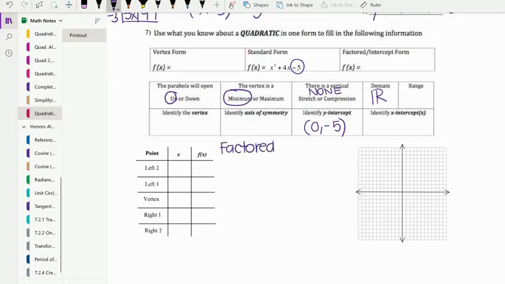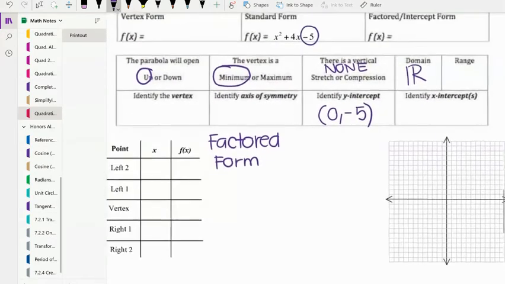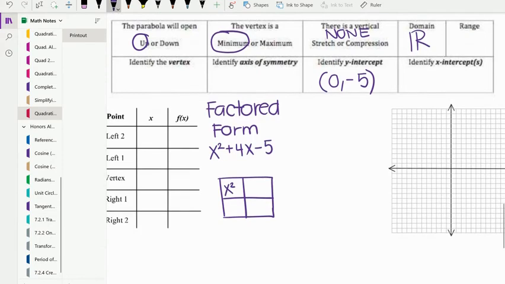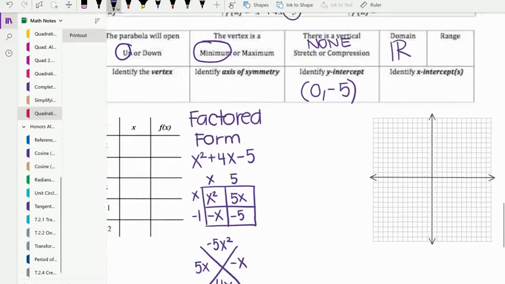So to put it in factored form, we factor it. We're going to go ahead and factor x squared plus 4x minus 5. So we make our box, and we put the first term in the first box, the last term in the last box. And then we know that we have the product of negative 5x squared and the sum of 4x. So I need two numbers that multiply to negative 5 but add to 4, which would be 5x and negative x. And then we come up with the edges, and those are our factors.